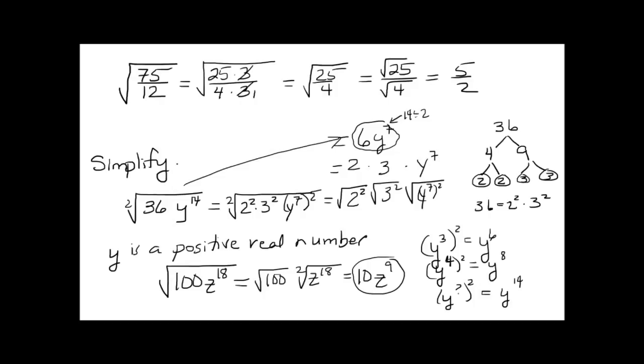So that's how you work on the problems where you're taking square roots of perfect squares. Now I said I would explain why we assume that the variables in these expressions are positive real numbers. So let's look at that real quick.